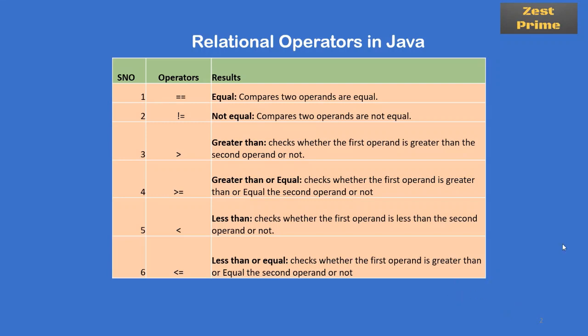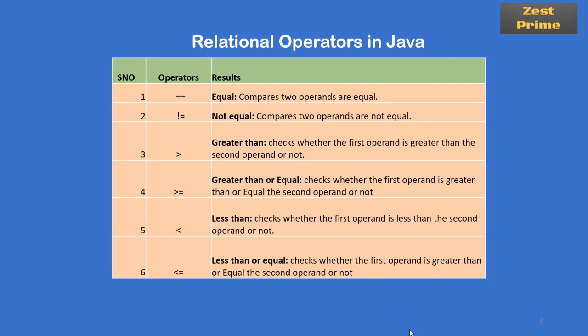Similarly the third one, greater than. Here also we are comparing two operands' values, whether the left operand is greater than the right operand. If the condition is true, then it will give true, else it will give false as the result value. It's a boolean basically. Similarly the fourth one, greater than or equal to. When we compare two operands, if the left operand is greater than or equal to the right operand, then it will result true, else false.